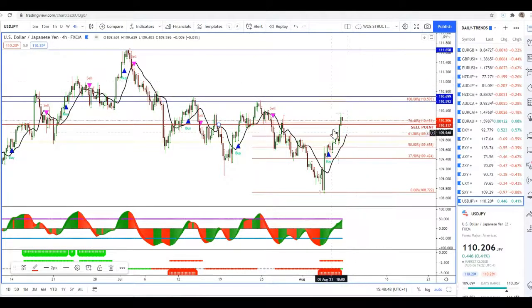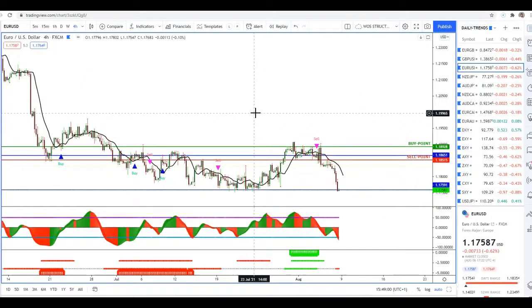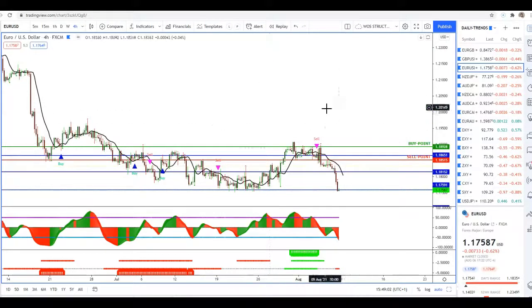And when it breaks this structure, it becomes too high. So you will still expect a correction. That is why you must be patient and wait for price to lead you into what you should be doing next. So let's look at the euro US dollar. Our analysis on this one is to be a buyer on the euro.